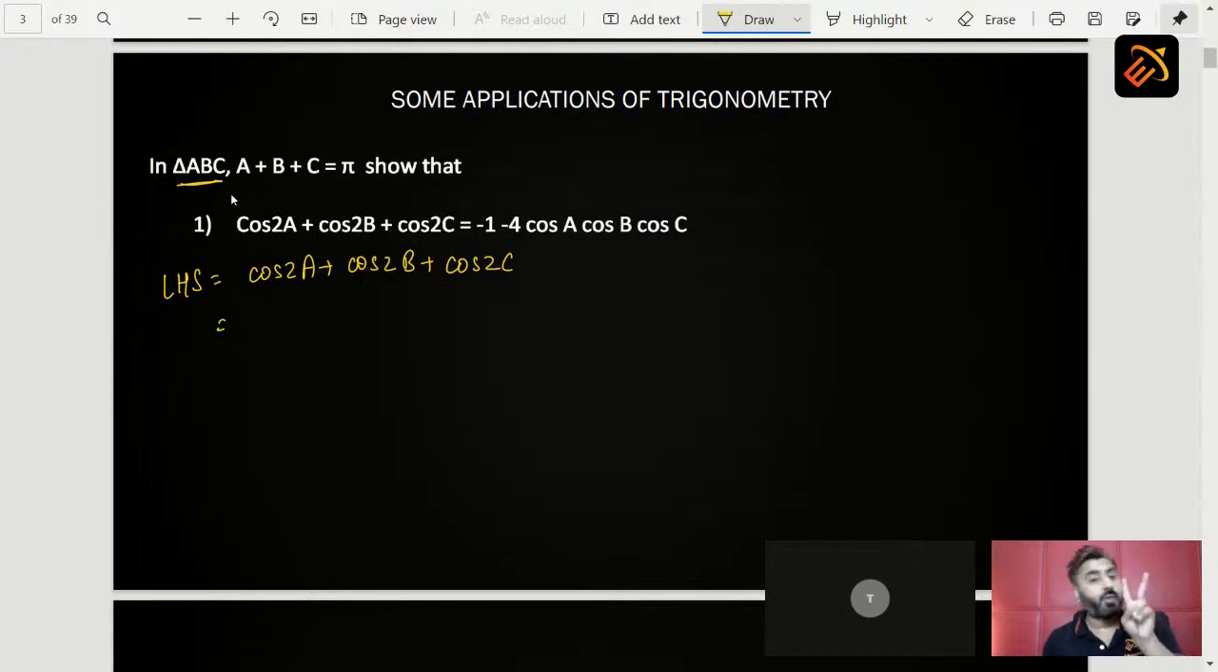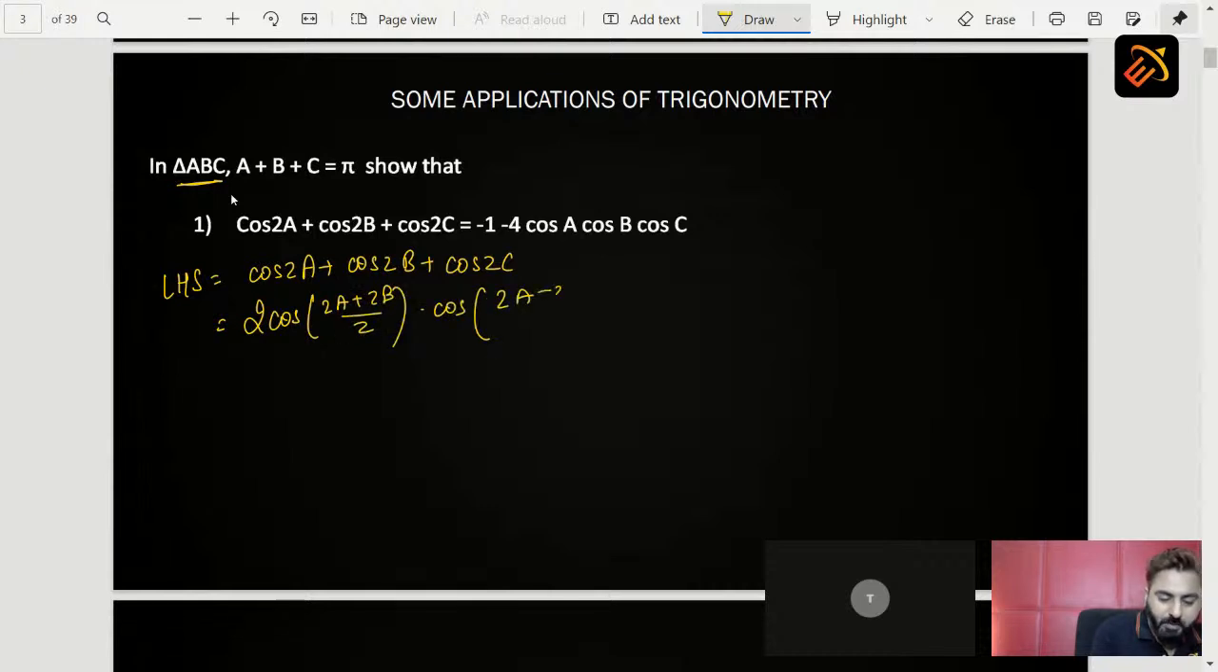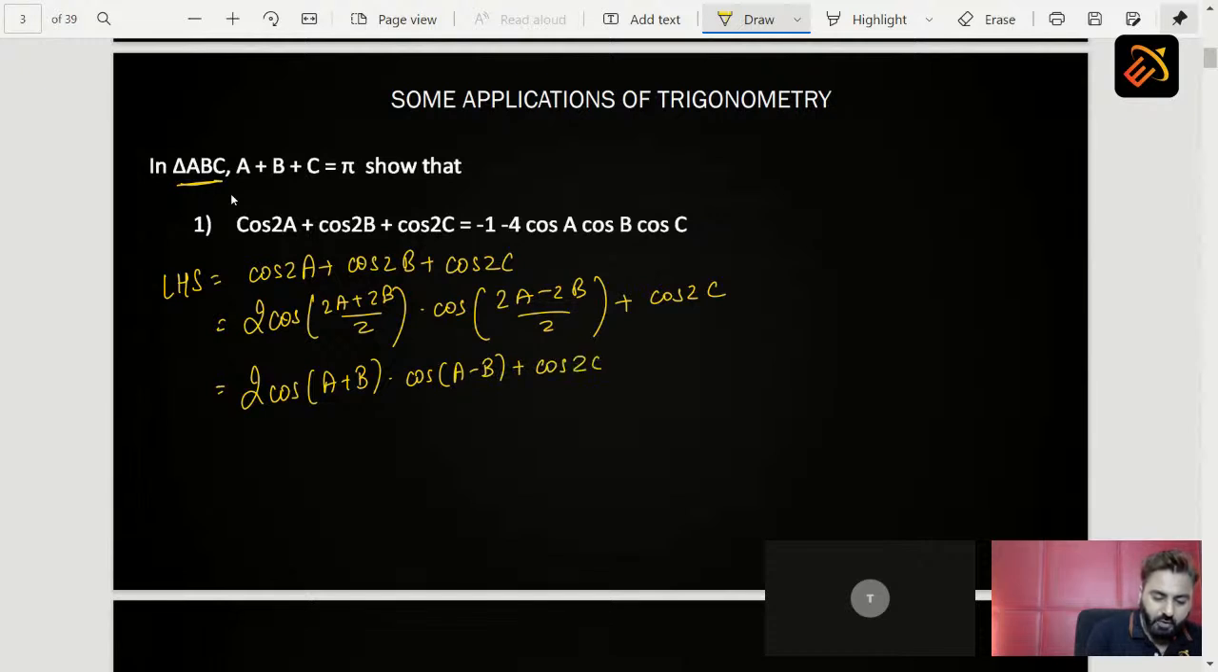Now when there is plus between two trigo terms, which formula? Factorization formula. Now students, the moment you use factorization formula, what is cos plus cos? 2 cos cos. So this becomes 2 cos (2a plus 2b) by 2 into cos (2a minus 2b) by 2 plus cos 2c. Now, can we write the next step as 2 cos (a plus b) into cos (a minus b) plus cos 2c?